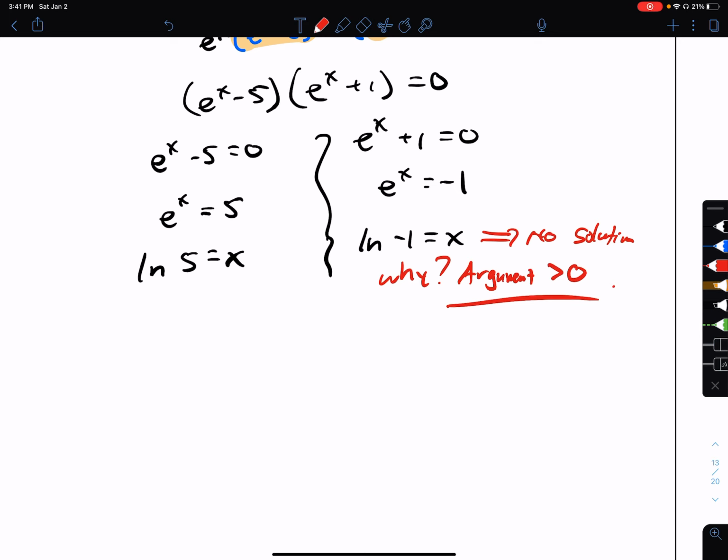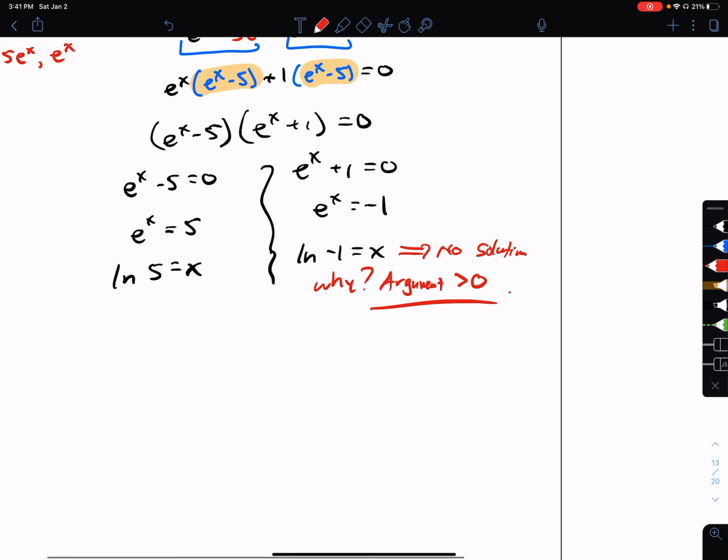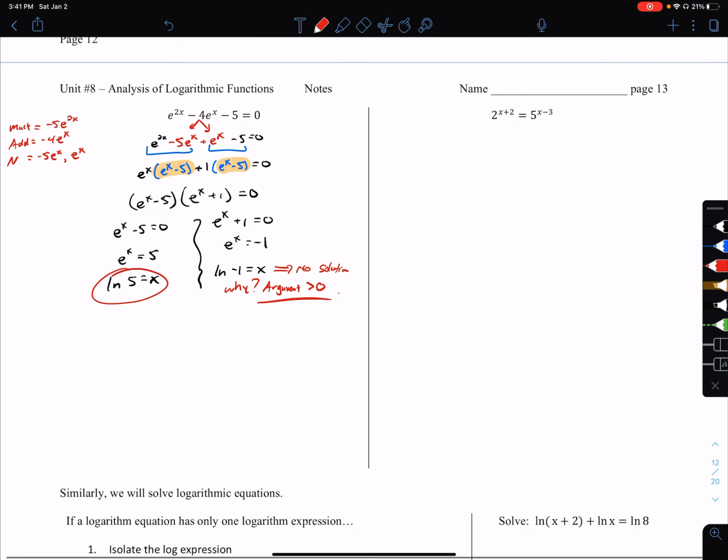Negative 1 is not positive. So the answer to this is natural log of 5 only. So last one, we have, this is quite the mouthful here. We have 2 to the x plus 2 equals 5 to the x minus 3.